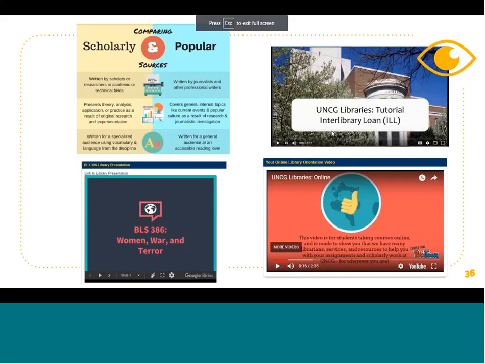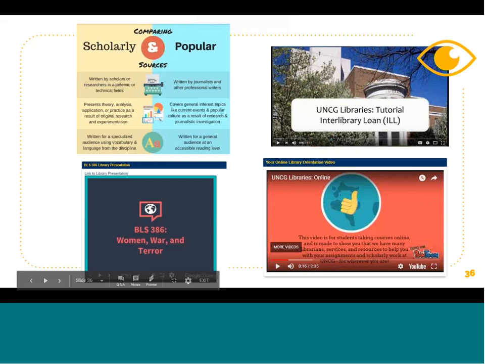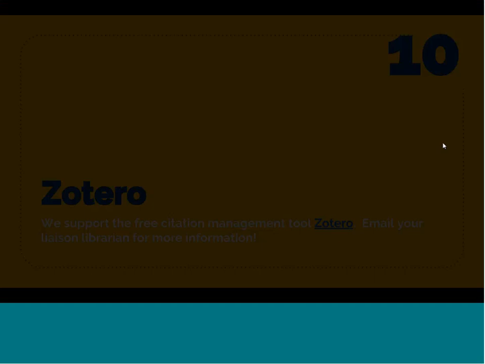So here's some examples of the kind of stuff that we can do. Here's an infographic made by one of our librarians, Maggie, on scholarly versus popular. Here's an example of a Google slideshow that we embedded in a course, so we can, of course, do that anywhere. We make videos on different things, processes, and here's one that's an orientation to online students. But again, we love to get ideas from you guys, so if there's anything that you don't see or that you can't find, just let us know and we'll either help you find it or make it.